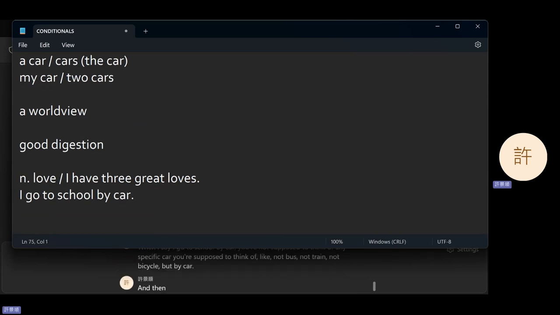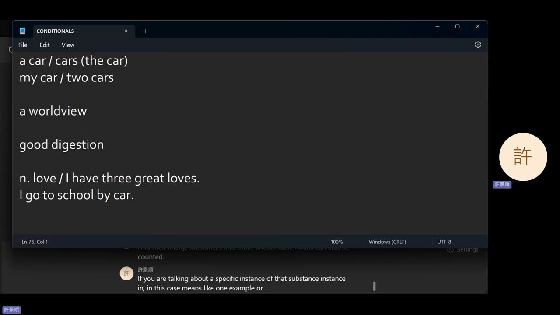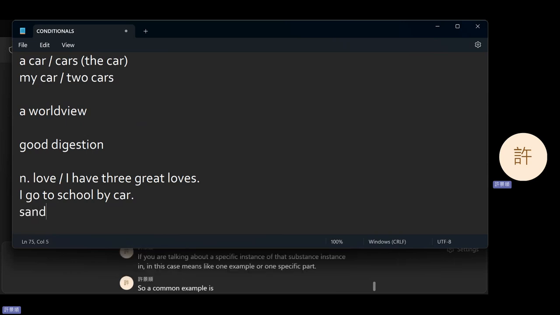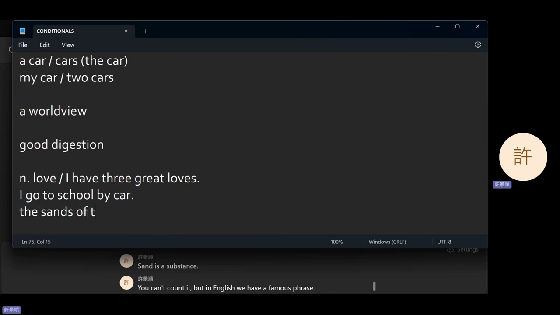And then finally, substances and other uncountable nouns can also be counted if you are talking about a specific instance of that substance. Instance in this case means one example or one specific part. So a common example is sand. Sand is a substance, you can't count it. But in English, we have a famous phrase, the sands of time. In this case, the word sand does not mean the substance of sand, it means desert, 沙漠. So you might say this has been lost to the sands of time.